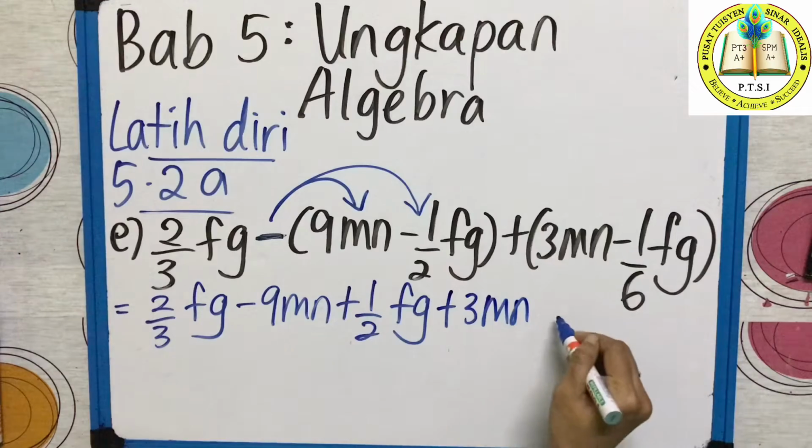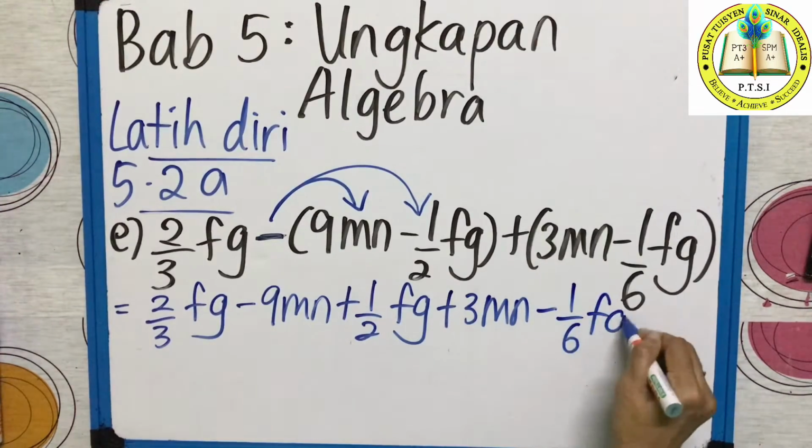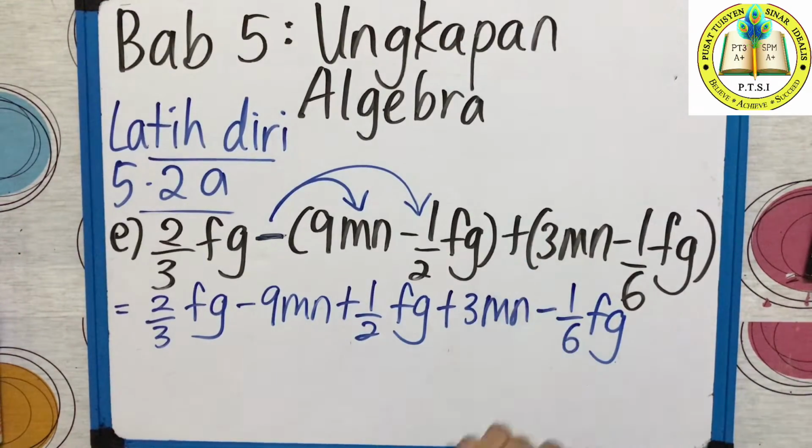Positive 3mn, negative 1/6 Fg, kamu turunkan sebab yang ni tambah. Tambah tak perlu buat apa-apa. So now you already bring it down. Okay, now the next step. Apa langkah yang kedua? Teacher ask you to put pattern, bentuk.